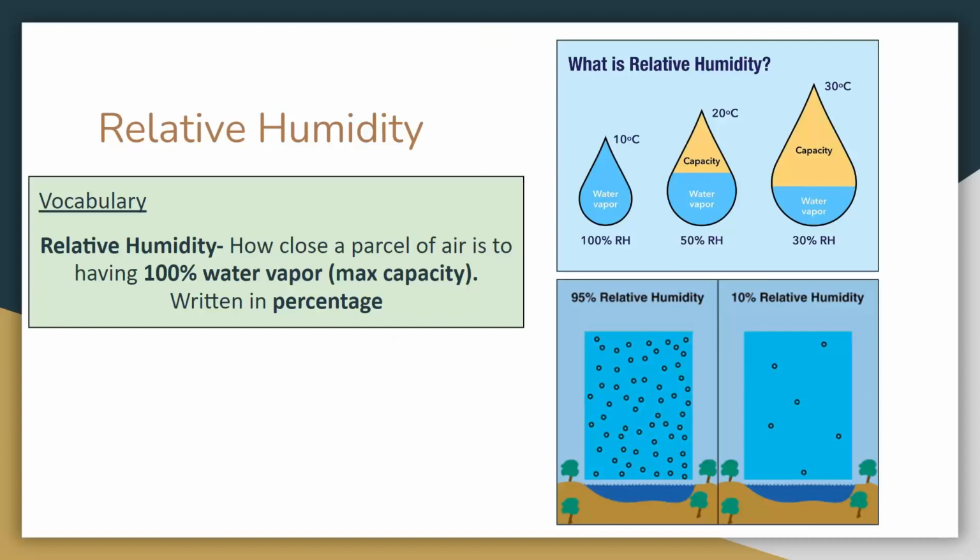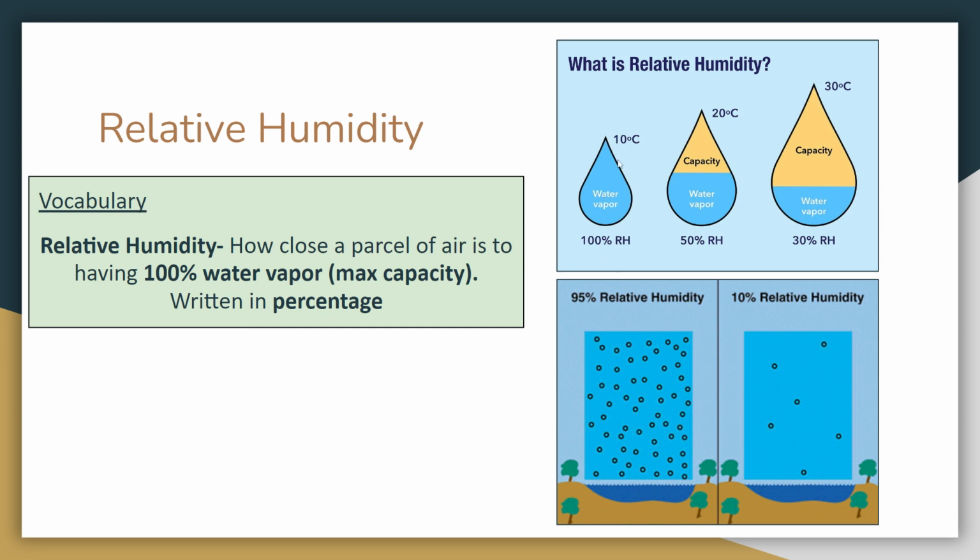So let's talk about what relative humidity is. You have the option of writing this down in your notes. I highly encourage it. So, relative humidity is how close a parcel of air is to having 100% water vapor or max capacity. And it's written in percentage. So, relative humidity just tells us how close the air is to becoming 100% or having 100% water vapor or becoming at max capacity for water vapor.